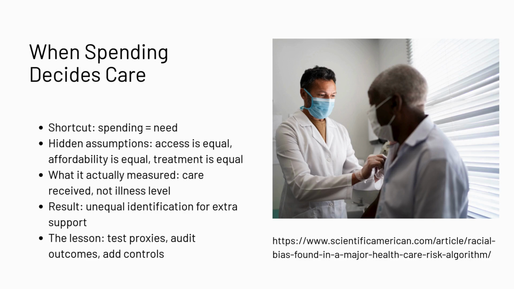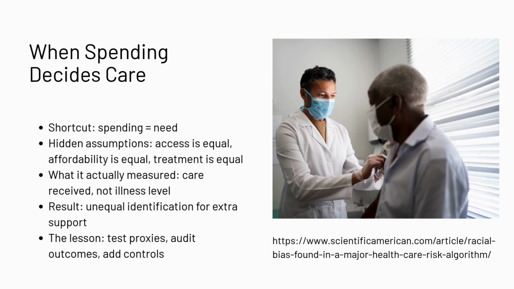Imagine you're building a tool to identify patients who need extra support. You can't measure need perfectly, so you reach for a shortcut. Need usually leads to more care. More care usually leads to more spending. So the shortcut becomes higher spending means higher need. On the surface, that feels reasonable. It's simple and measurable. Now, the key question is what the shortcut is actually measuring.